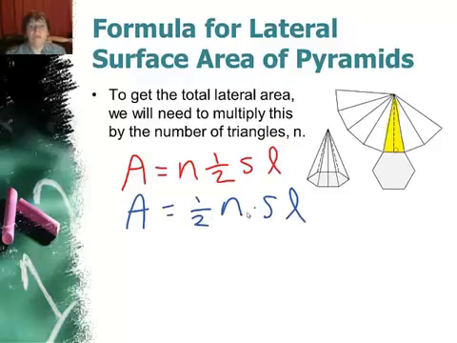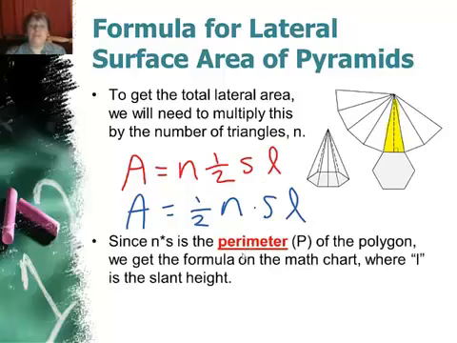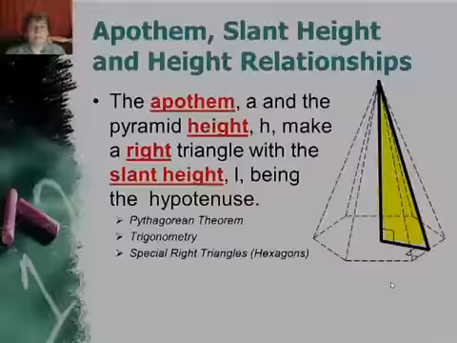Well, if I rearrange it and put n times S, oh, that's something we've learned, which is the perimeter. And that's where we get our math chart formula. I can replace n times S with P for perimeter, and that is your lateral surface area.